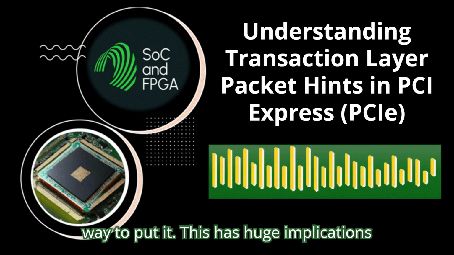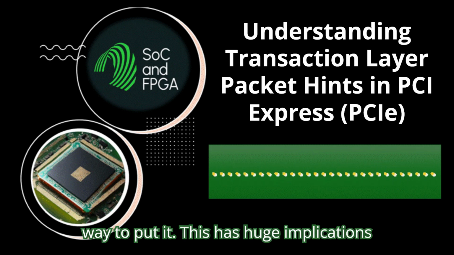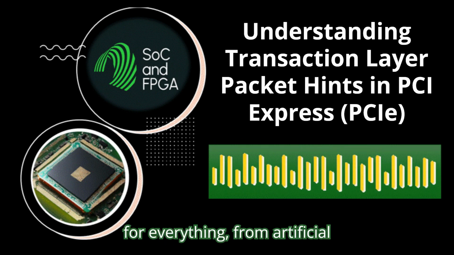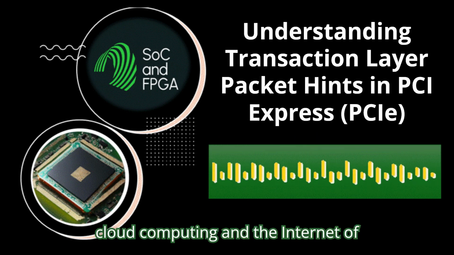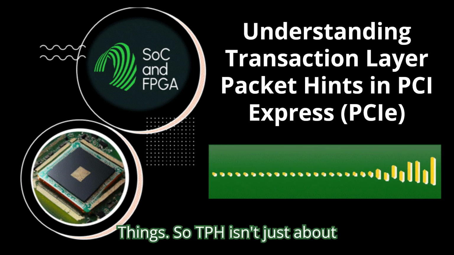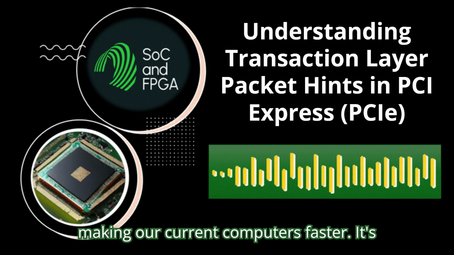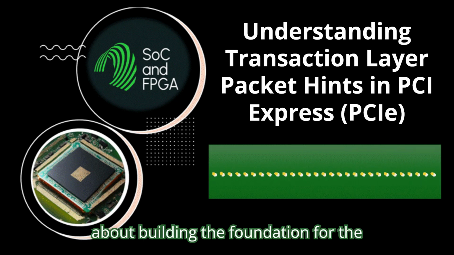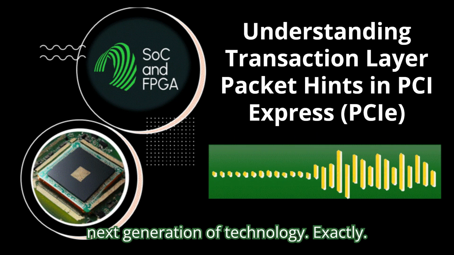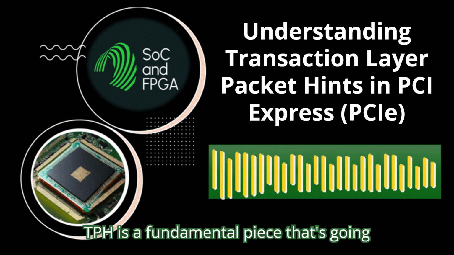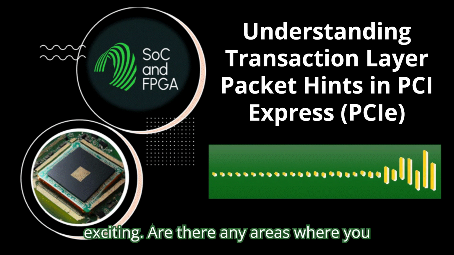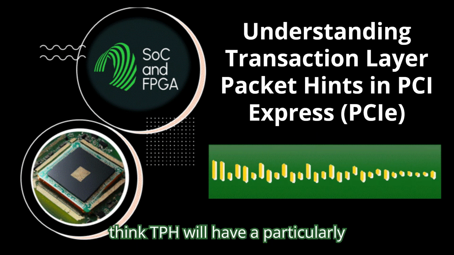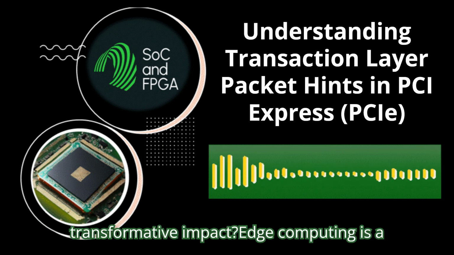That's a great way to put it. This has huge implications for everything, from artificial intelligence and machine learning to cloud computing and the Internet of Things. So TPH isn't just about making our current computers faster. It's about building the foundation for the next generation of technology. Exactly. TPH is a fundamental piece that's going to support a lot of the progress we see in the coming years. That's really exciting. Are there any areas where you think TPH will have a particularly transformative impact?